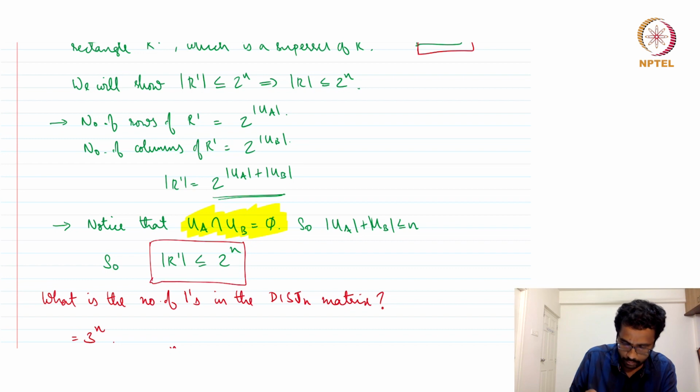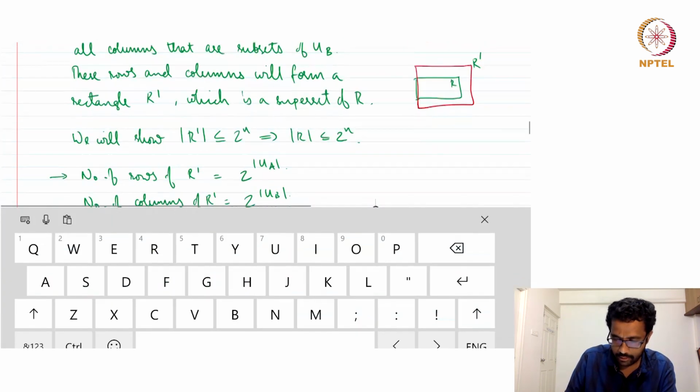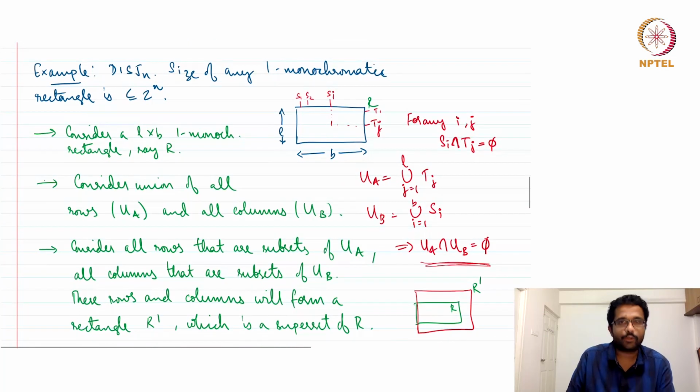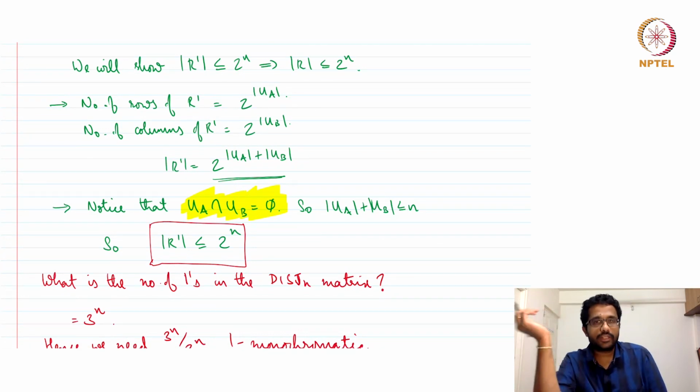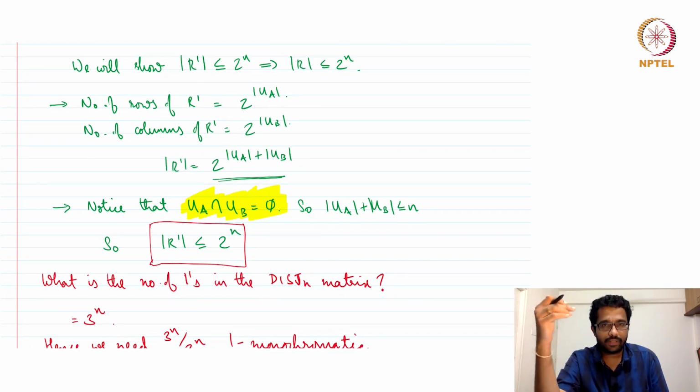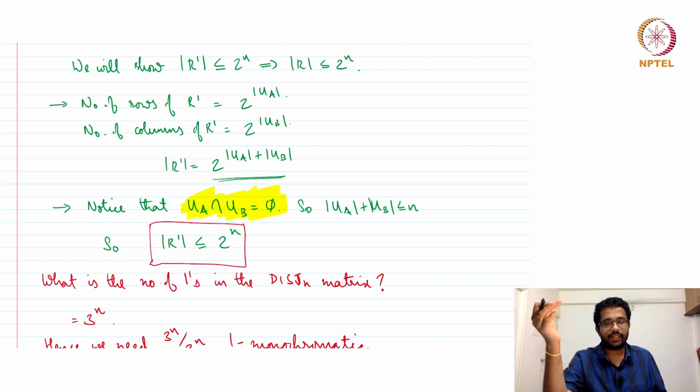Size of R prime is at most 2 power n, and hence the size of R is also at most 2 power n. So we took an arbitrary rectangle and showed that it's of size at most 2 power n. Now to get a bound on communication complexity, we need to show that the number of rectangles is at least something. So we showed that the size of one monochromatic rectangle is at most something. But that's not quite enough, because what if the number of ones itself is very small, right? If the number of ones itself is like 2 power n or something, then maybe a constant number of rectangles are enough to cover them. So that does not give us a bound.